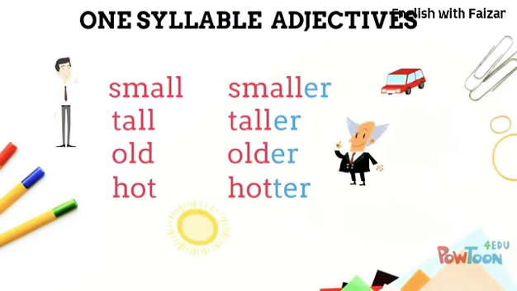More examples: small, smaller, tall, taller, old, older, hot, hotter.